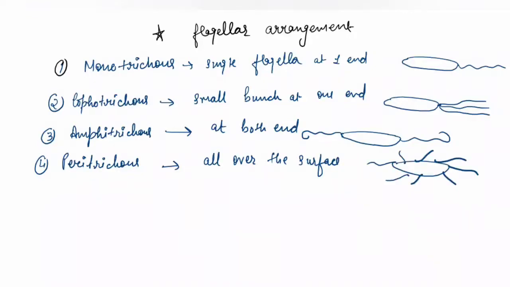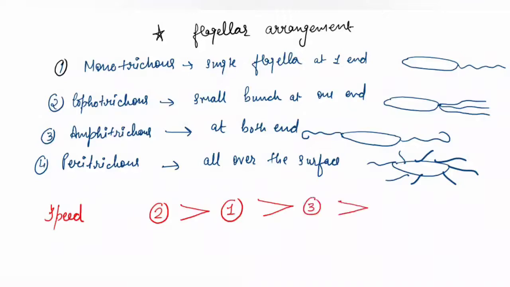If we talk about speed, which bacteria move faster? The lophotrichous move faster, then comes the monotrichous, then the amphitrichous, and lastly the peritrichous. Because of the presence of flagella all over the surface, the movement of peritrichous is very slow.